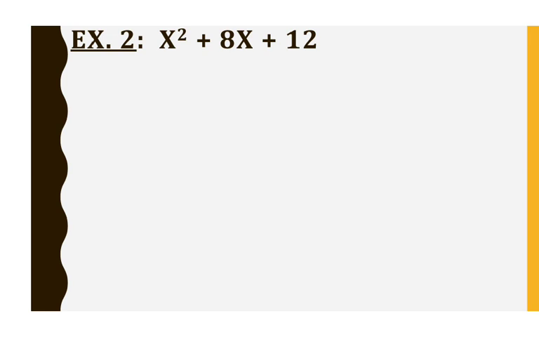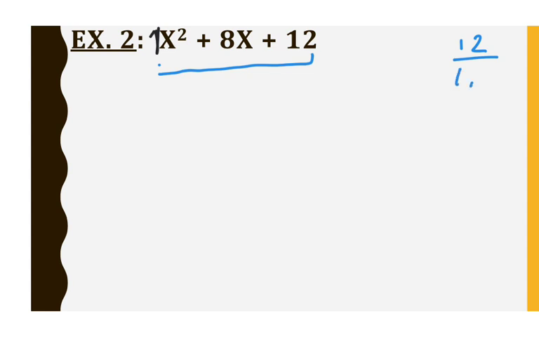So example 2, we have x squared plus 8x plus 12. Now I'm going to make this x squared a 1x squared. Okay, so now we're going to multiply. So we don't have a greatest common factor since we have a 1 in front. There's not anything that can go into 1, 8, and 12. So we'll multiply our a times c. So 1 times 12 is 12.